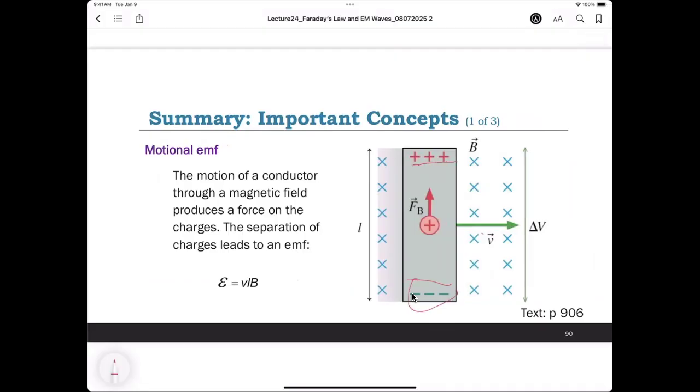That makes sense to you. And we can use this equation to calculate the motional EMF. This is the velocity at which the conductor moves, and this is L, the conductor's length, and this is the magnetic field.